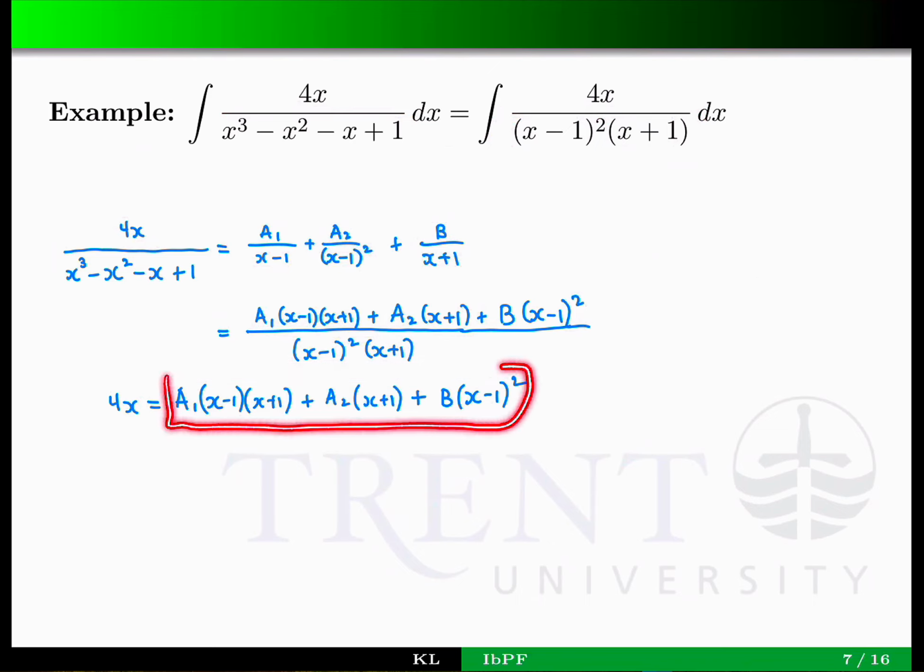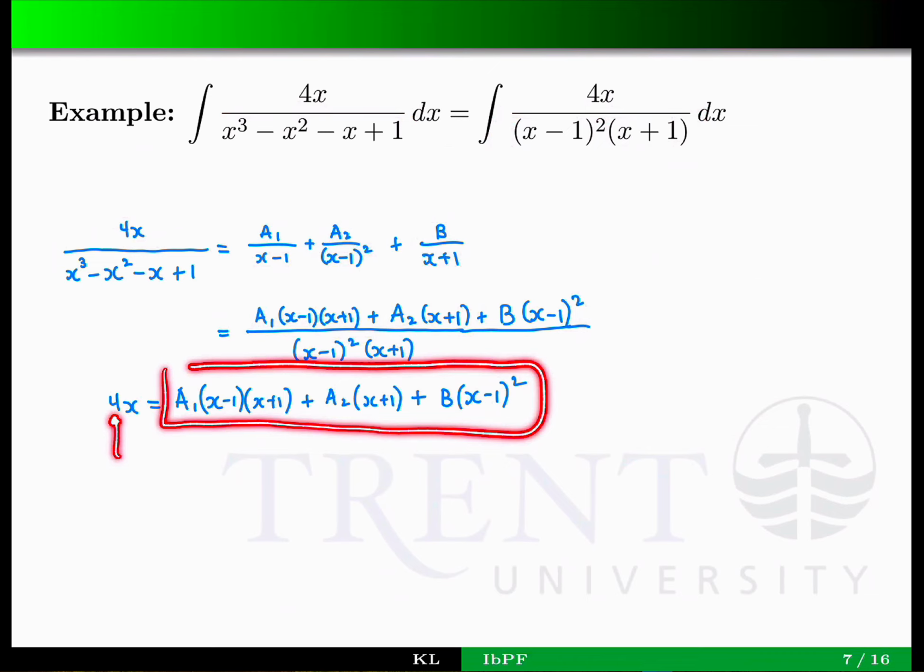This one does have a constant term, but the left-hand side does not have a constant term, meaning the constant term of this expression must be equal to 0. The linear term of this expression will be equal to 4 because there's a linear term here.